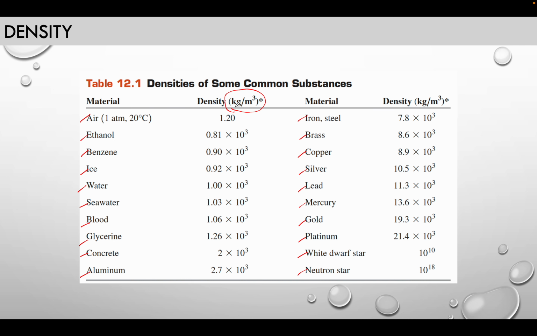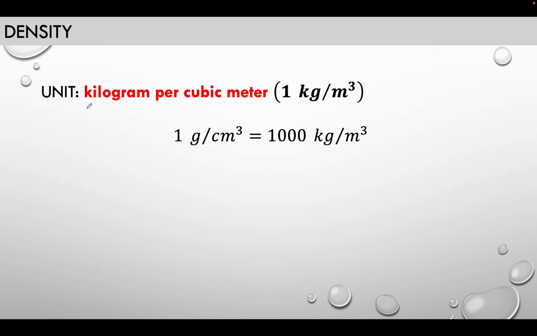As noticed here, the unit used for density is kilogram per cubic meter. So kilogram per cubic meter is the unit of density. We also have the conversion from gram per cubic centimeter to kilogram per cubic meter. But again, the SI unit or the basic unit for density is kilogram per cubic meter. But if the given values for density are in grams per cubic centimeter, we can convert that to kilogram per cubic meter. So we have here 1 gram per cubic centimeter is equivalent to 1,000 kilogram per cubic meter. So again, the basic unit for density is kilogram per cubic meter.